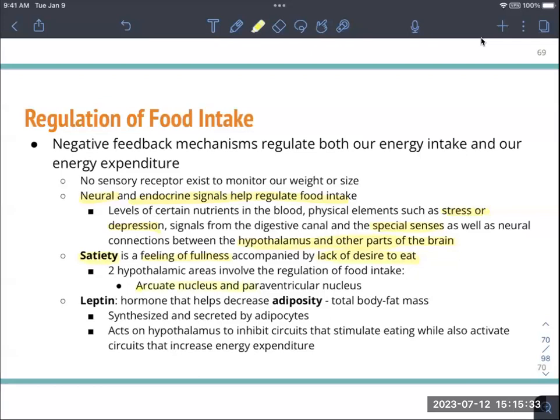The arcuate nucleus and the paraventricular nucleus in the hypothalamus are supposed to help regulate food intake. Leptin is supposed to decrease adiposity, or decrease total body fat mass. Our fat cells, those adipose cells, actually make this leptin, and it goes to the hypothalamus to inhibit the circuits that are going to stimulate you to eat. These two, the feeling of being full and this leptin hormone, are supposed to help to regulate your food intake.